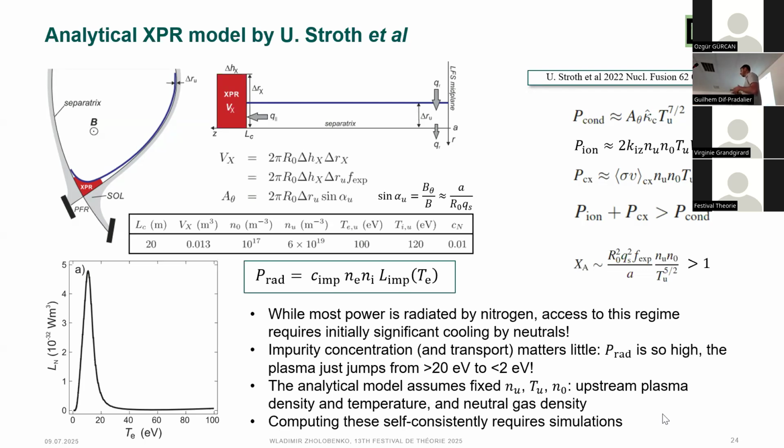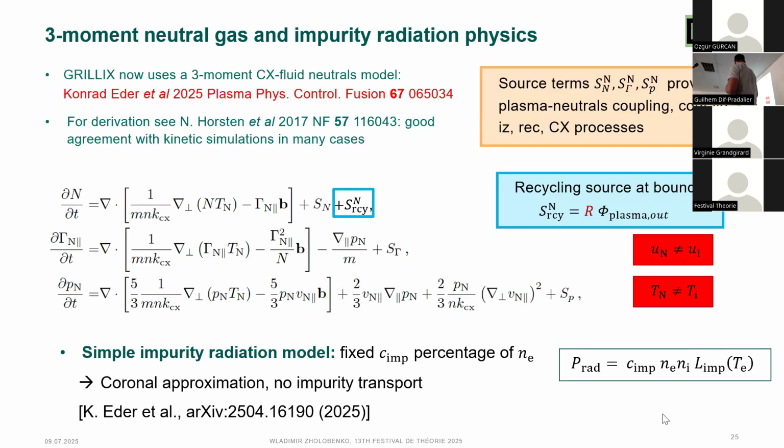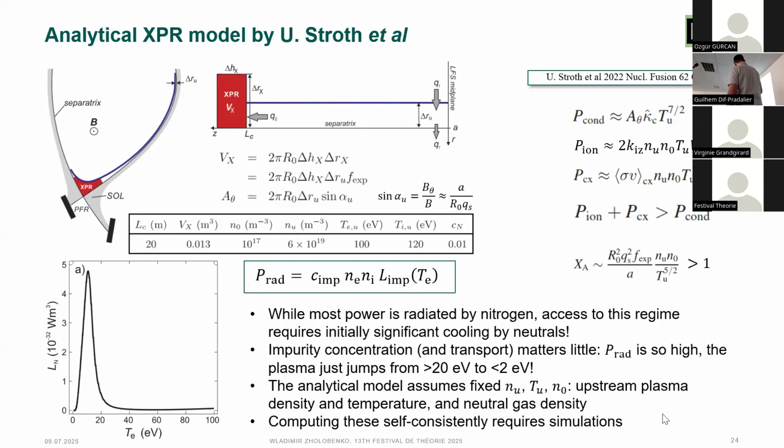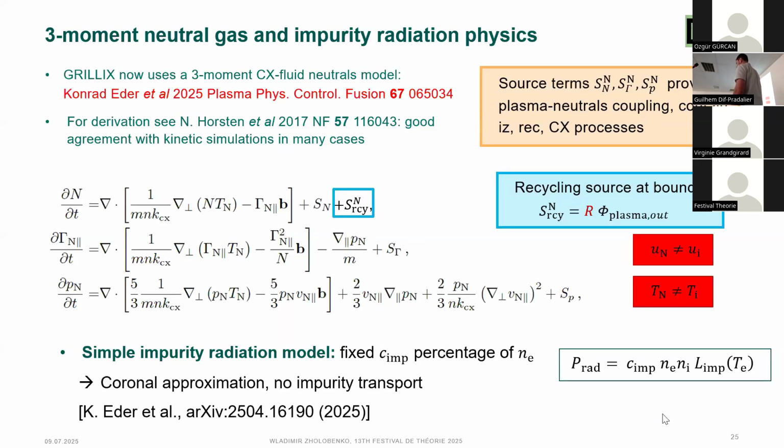We do not solve for impurity transport. We are just fixing 5 to 10% nitrogen concentration just for the radiation. However, since the analytical model assumes that charge exchange cooling is important and also flow regulation by neutrals is important, they've extended the neutral gas model to 3 moments. Essentially, the parallel velocity moment for the neutrals allows for different velocity than the ions, and the temperature or pressure moment allows different neutral and ion temperatures, which allows the neutrals to cool the plasma in the first place. But for impurities, we just use the simple model.